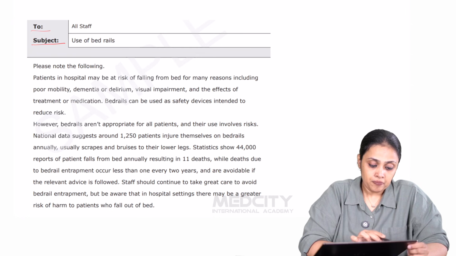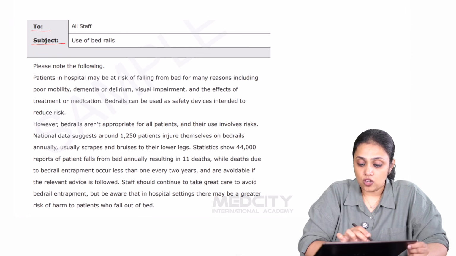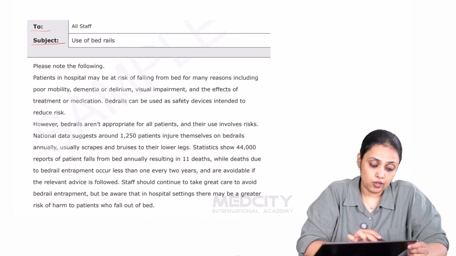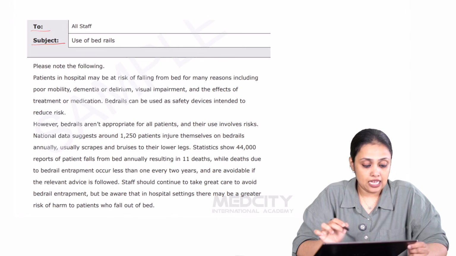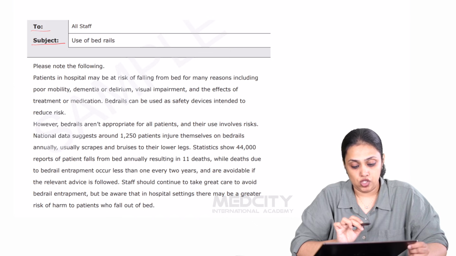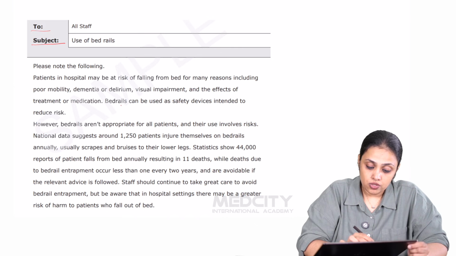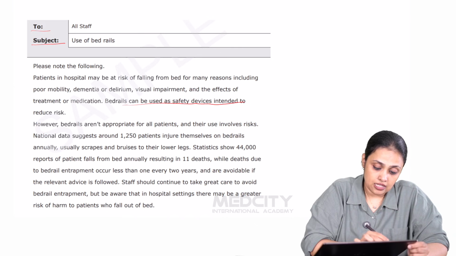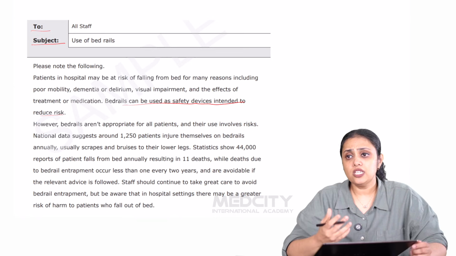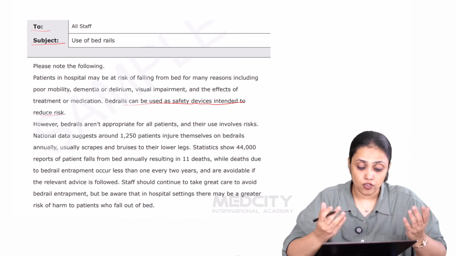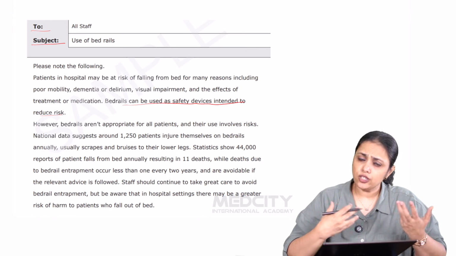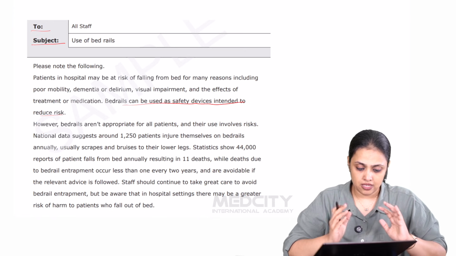Please note the following. Patients in hospitals may be at risk of falling from bed for many reasons, including poor mobility, dementia, delirium, visual impairment, and the effects of treatment or medication. Bed rails can be used as safety devices intended to reduce risk. So in the first paragraph, what they talk about is that patients can fall from bed while in hospital due to multiple reasons. Multiple reasons have been presented here.